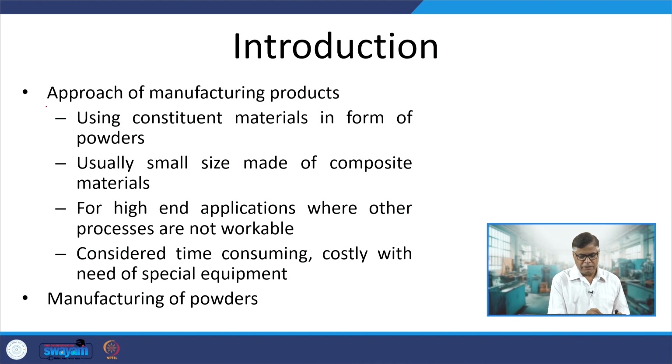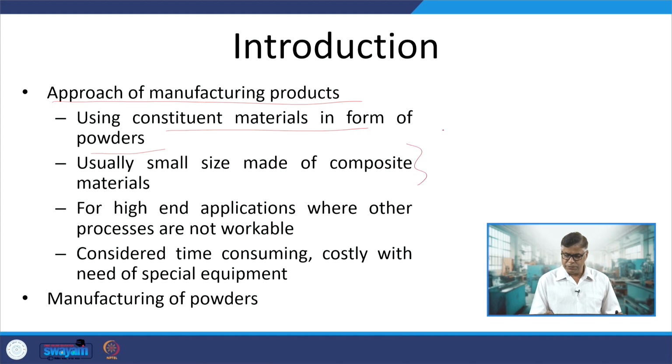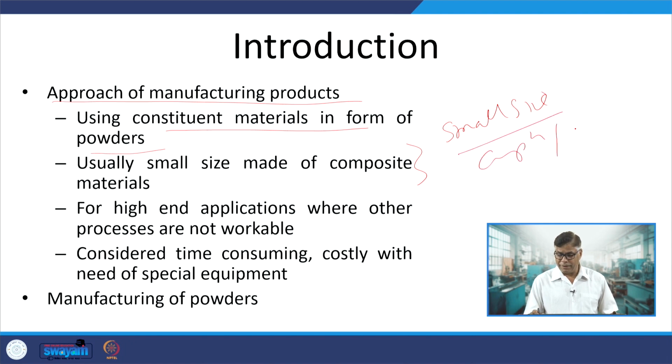In the powder metallurgy approach, making the product by powder metallurgy, it uses the constituents in powder form, that is the first thing. And usually powder metallurgy is used to make small size products, like tool bits, of composite materials or refractory materials which are difficult to process by the conventional approaches. And since it uses the raw material in powder form, and it uses specialized tools like mixers, compaction tools, and sintering at high temperature in a vacuum environment, the cost is generally high.